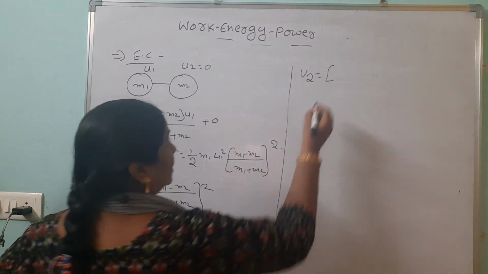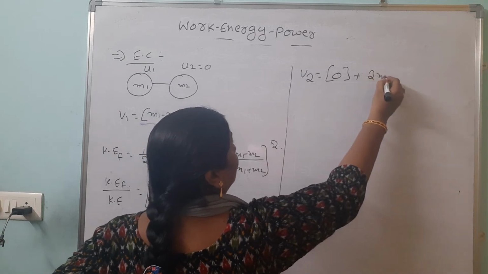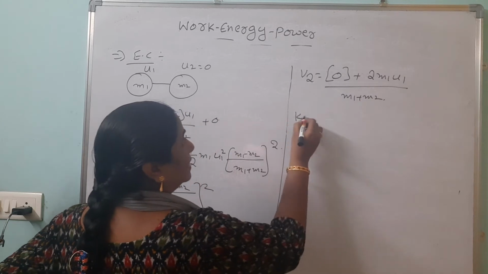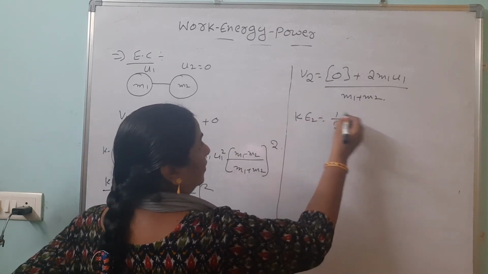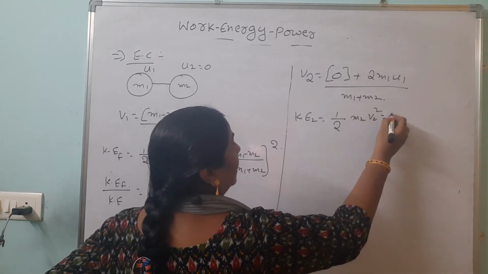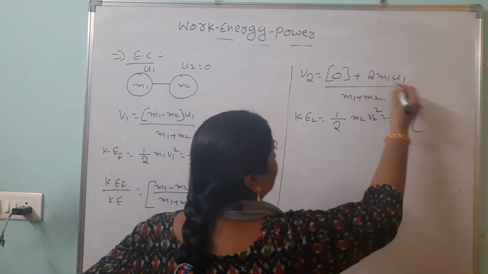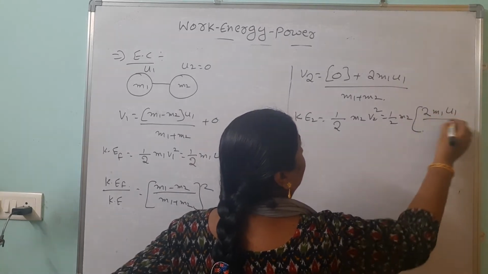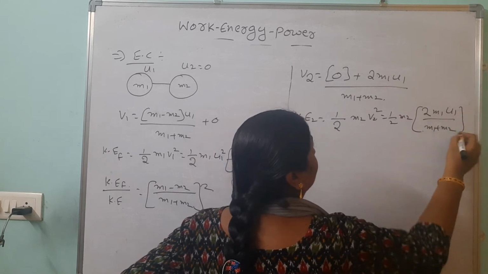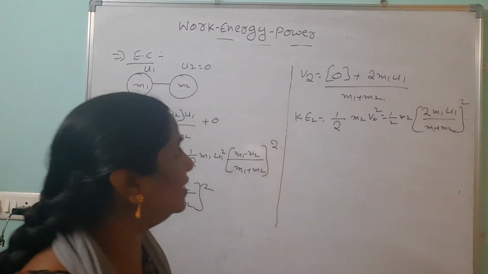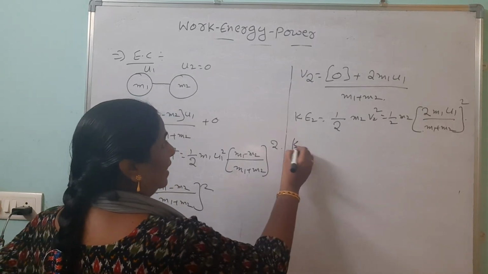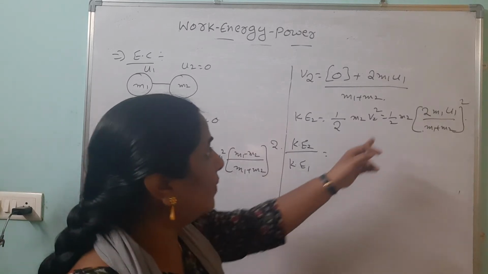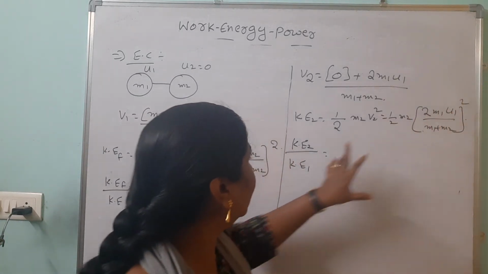The first term becomes 0, and the second one is 2 m1 u1 by (m1 plus m2). So what is the kinetic energy of the second body? Half m2 v2 square, which means 2 m1 u1 by (m1 plus m2) whole square. So this is the kinetic energy after collision. Here the fraction of kinetic energy of the second body to that of the first body before collision, we take half m1 u1 square as the kinetic energy.